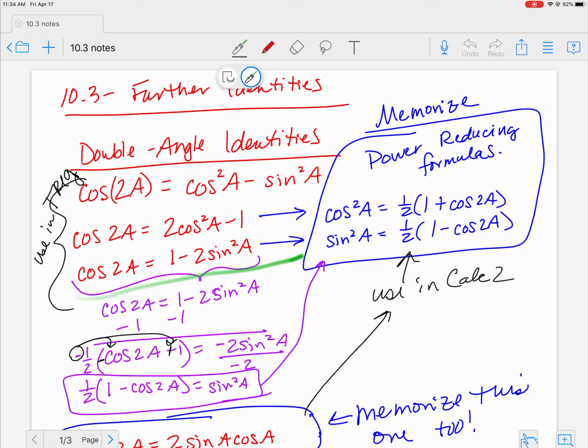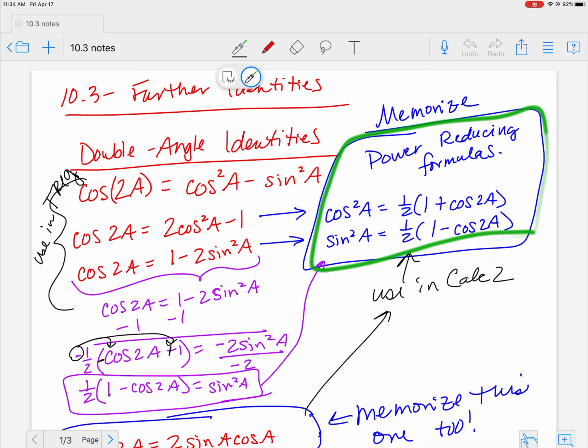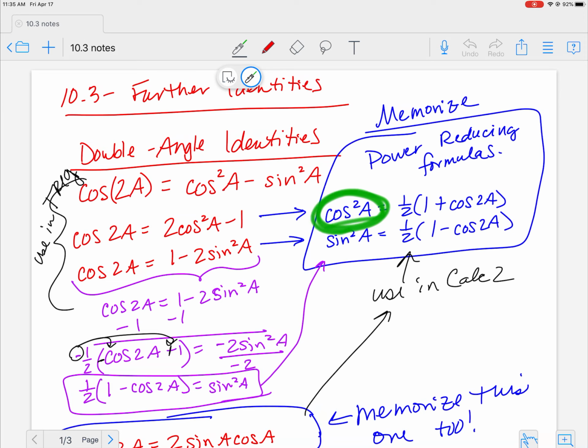When you get into Calc 2, this is what you need to have memorized, this derivation. They're going to call them double angle formulas in your calculus book. I like to call them power reducing formulas because it's taking something that's squared and bringing it down to something that you can actually integrate. That's the whole purpose of why we're going to do this. But it's just that manipulation. So I'm going to show you down here how you can do this manipulation.